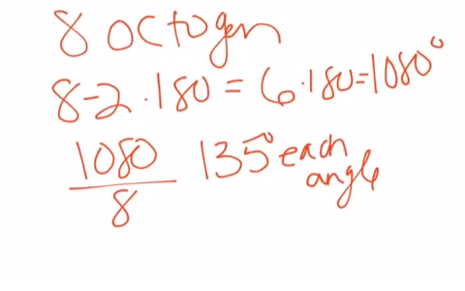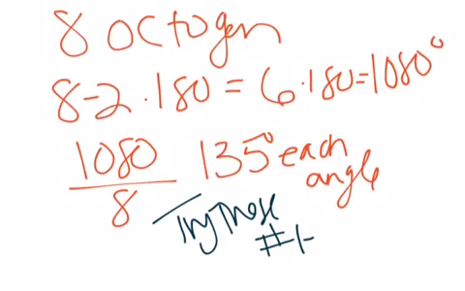Alrighty, I want you to try these, numbers 1 through 6, right now, please. And remember, we talked today about angle measures being supplementary. So you're doing the Try These, numbers 1 through 6.